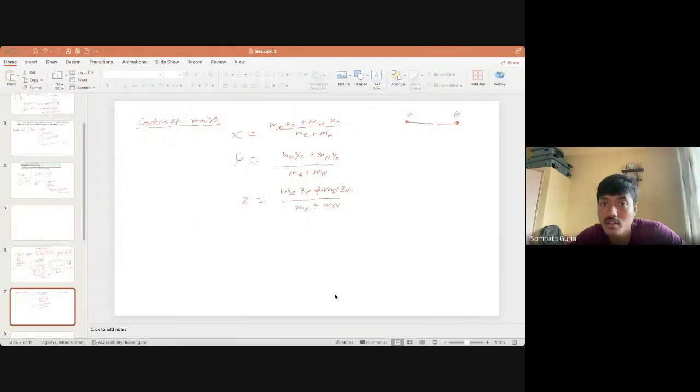It's fine. So from this, can you solve some problem based on that? Where is my center of mass coordinates? Sorry, I can call you Jaya. Jaya, can you solve some problem based on this center of mass coordinates?